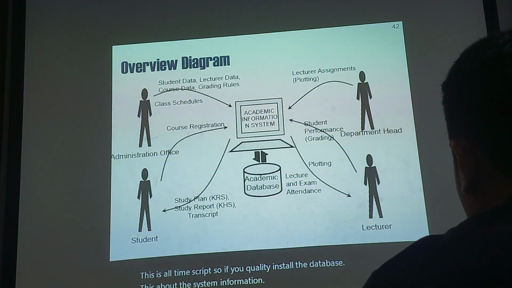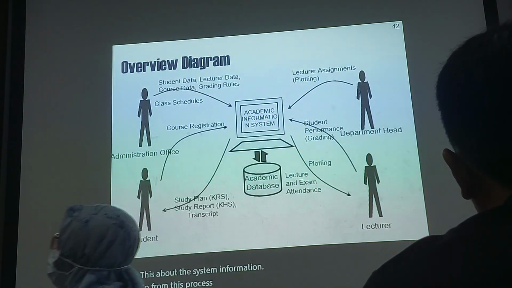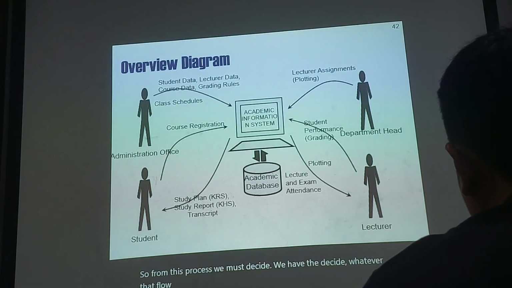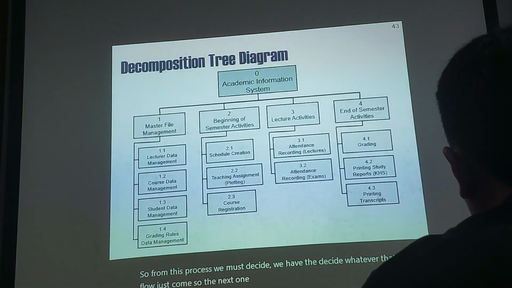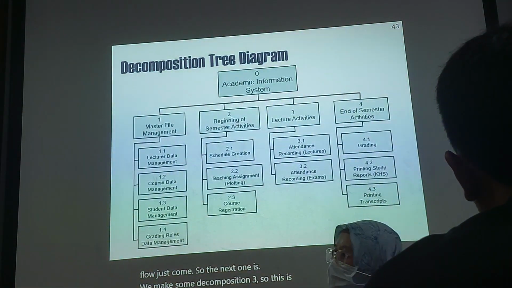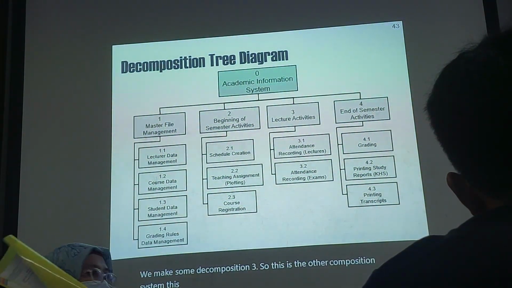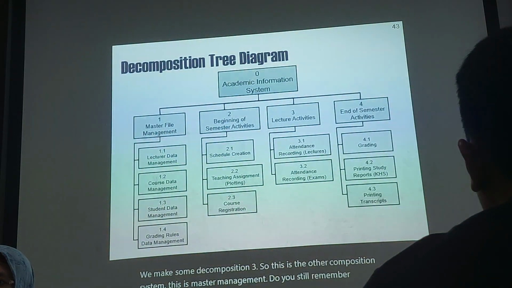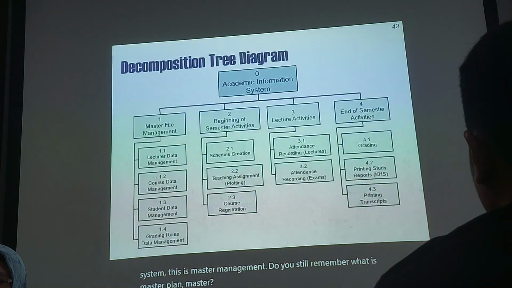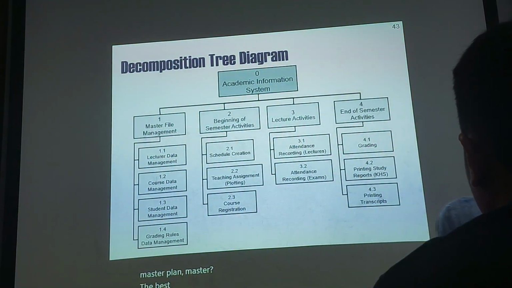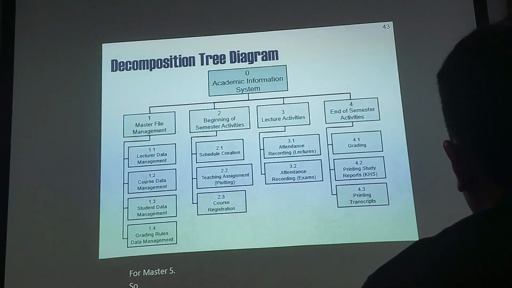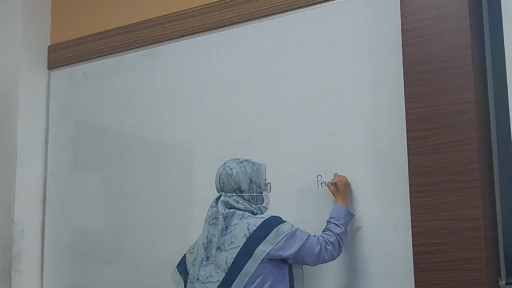So from this process, we must decide. We have the design of the data flow diagram. The next one is we make a decomposition tree diagram. This is the academic information system. This is master file management. Do you still remember what a master file is? Master file is data that is permanent.